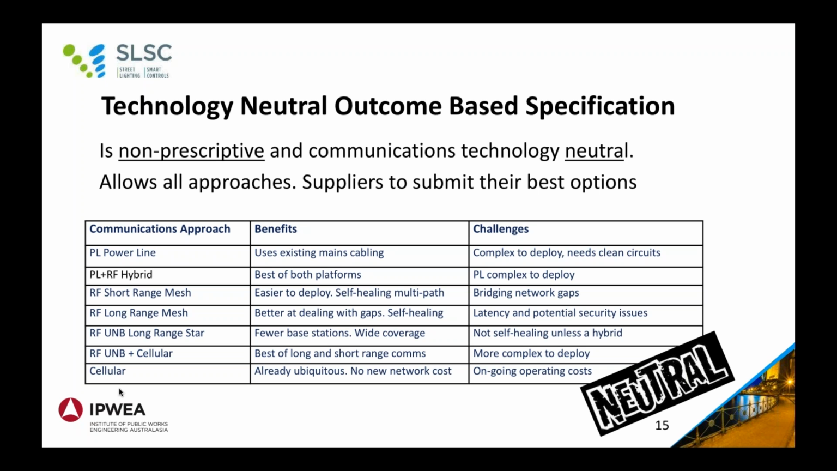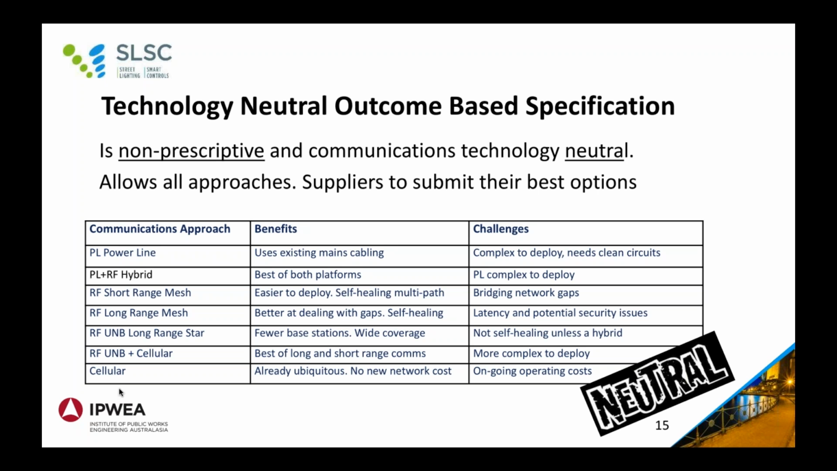We are non-prescriptive about the communications technology platform, and that's an area which is causing a lot of uncertainty, a certain amount of confusion, and a lot of learning needs to be invested in the differences and the benefits and the challenges of various communications approaches. The table on the screen illustrates on the left-hand side the different types of communications platforms, and the model specification accommodates all of these. Basically, we're looking at power line, we're looking at radio frequency in its various options, short range, long range, narrow, ultra narrow band, etc.